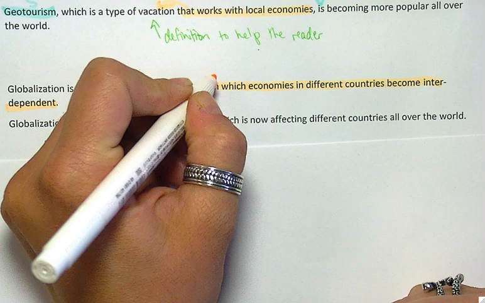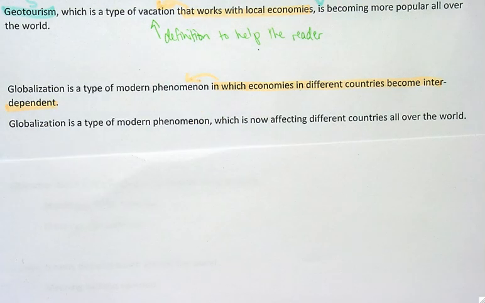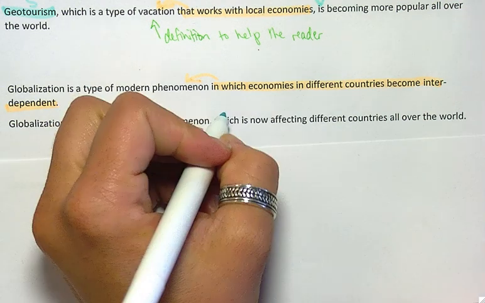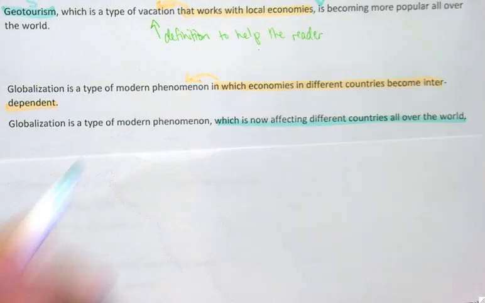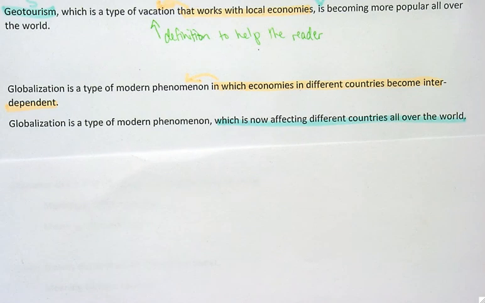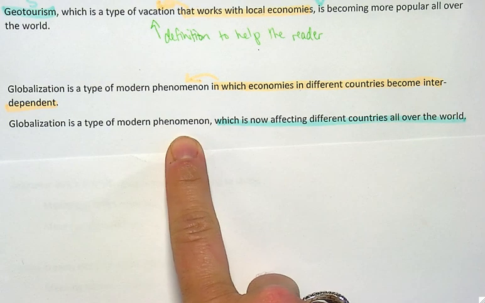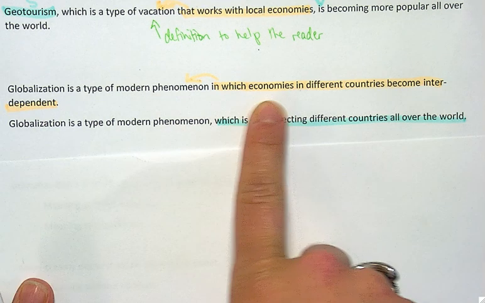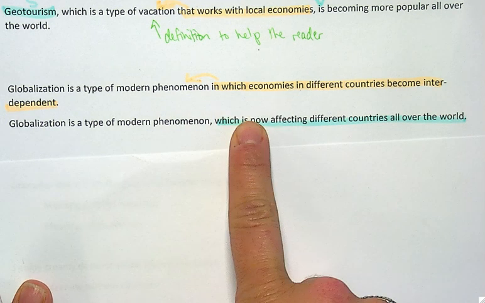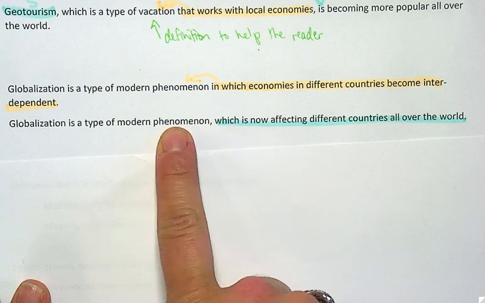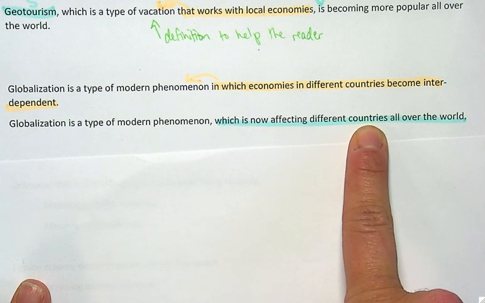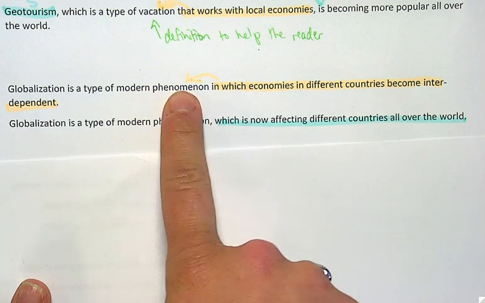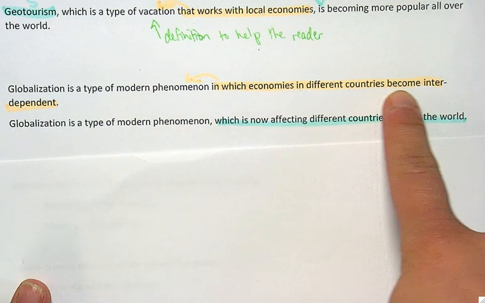To give us more information about what kind of phenomenon, which phenomenon. And in the second one, this one is non-identifying, and it's just extra information about the phenomenon. This one is defining what kind of phenomenon. This one is just extra information about this phenomenon. By the way, it's now affecting different countries. A phenomenon in which economies in different countries become more interdependent.